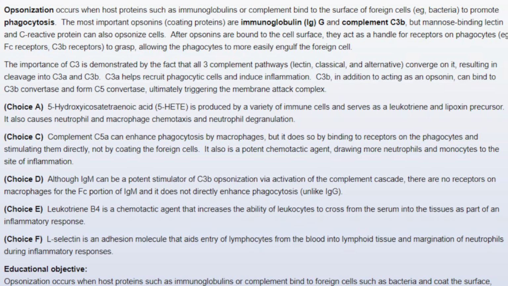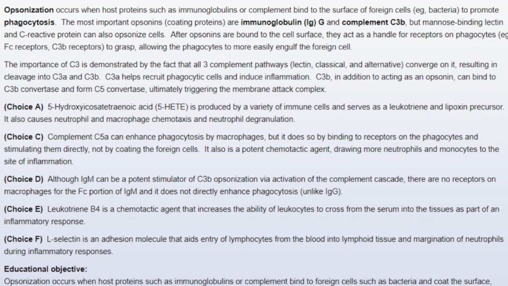So opsonization happens when host proteins, such as immunoglobulin or complement, bind to the surface of a foreign cell, for example bacteria, to promote phagocytosis. The most important opsonins are immunoglobulin G and complement C3b. Mannose-binding lectin or C-reactive protein can also opsonize cells.